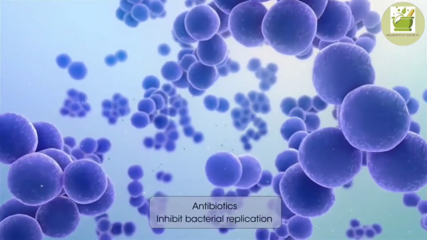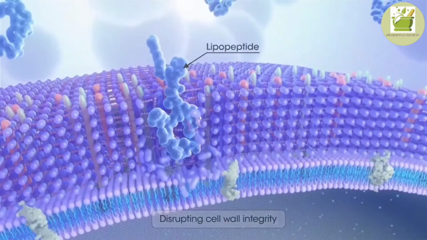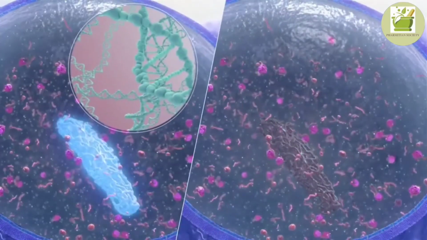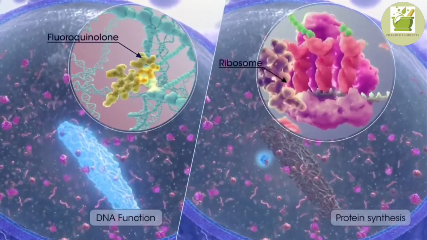Antibiotics inhibit bacterial replication by inhibiting cell wall synthesis, disrupting cell wall integrity, or interfering with DNA function, folate metabolism, or protein synthesis.